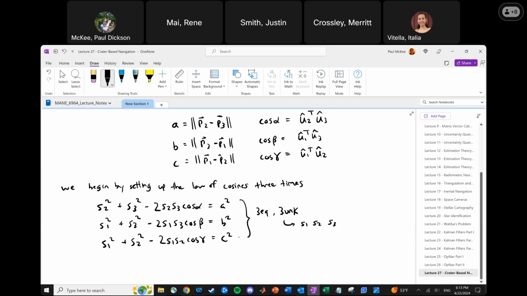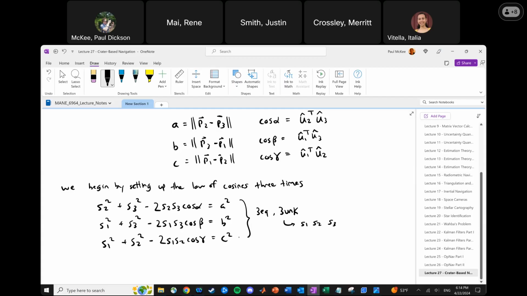All right, pause for questions. So far, so good. We're just setting up the problem. We know A, B, and C. We know alpha, beta, gamma. We can set up the law of cosines 3 times. And ultimately, we can try to solve for those 3 side lengths.